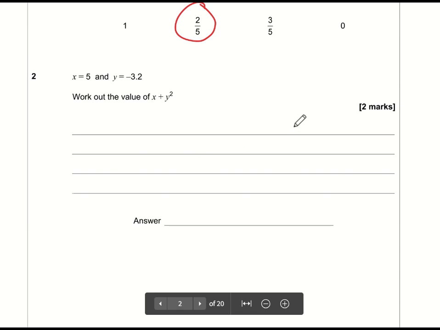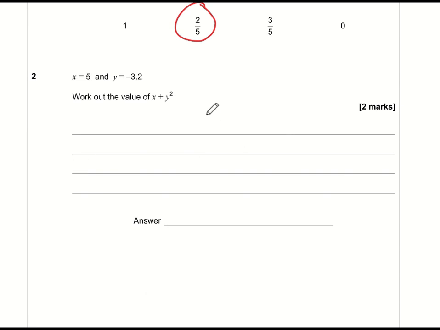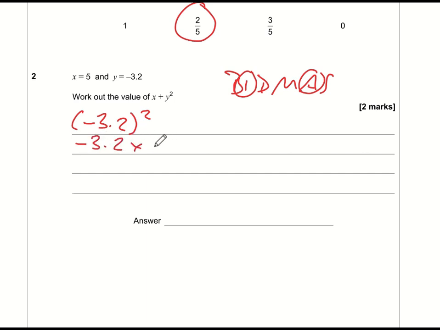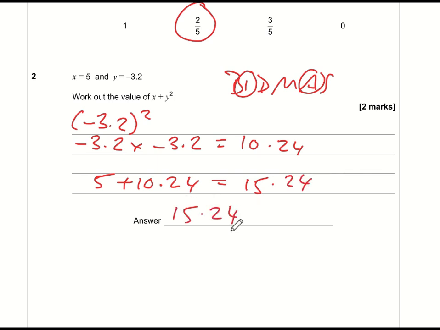Question number 2, this one's quite easy to get wrong, so just think of our BIDMAS. We have some indices and we have some adding, so we need to do the y squared first. What is minus 3.2 squared? That is minus 3.2 times minus 3.2. Remember that a negative times a negative is a positive, so that is 10.24. The final part is adding the 5. 5 plus 10.24 is 15.24. So that is the final answer there.